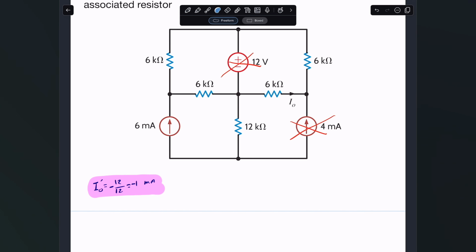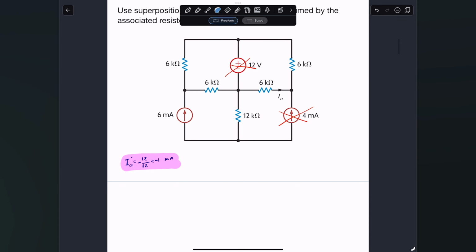Okay, so let's do that. I just move things around, and I'm going to keep these equations in here when I find out I naught, I naught prime prime, and so forth. All right, so let me redraw this circuit in here.